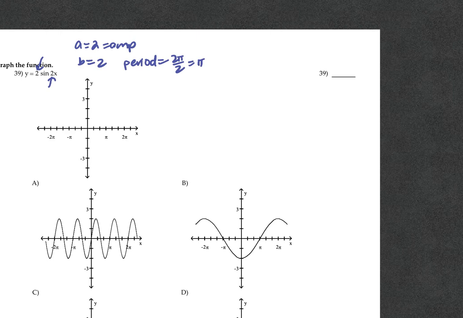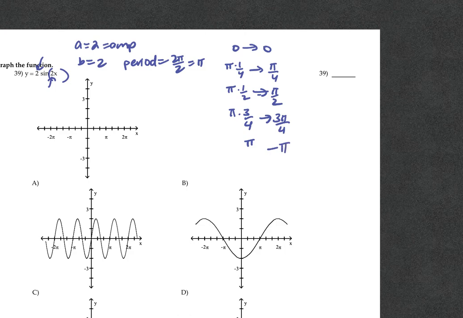So then I would look for a phase shift. There's none this time, which would be in parentheses with this added or subtracted here. There's no phase shift. So my first key point is 0, and then it's pi times a fourth, pi times a half, pi times 3/4, and the last one is the period, which is pi. So pi over 4, pi over 2, 3 pi over 4, and pi would be my key points.